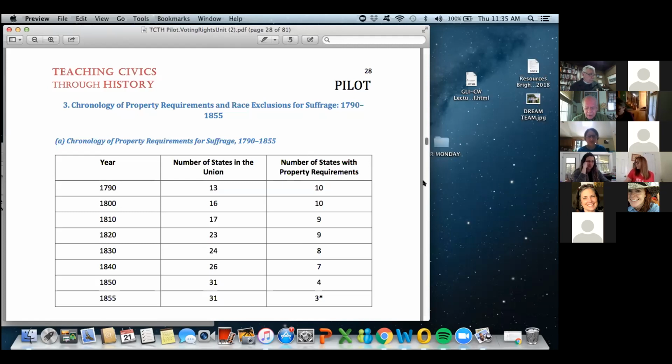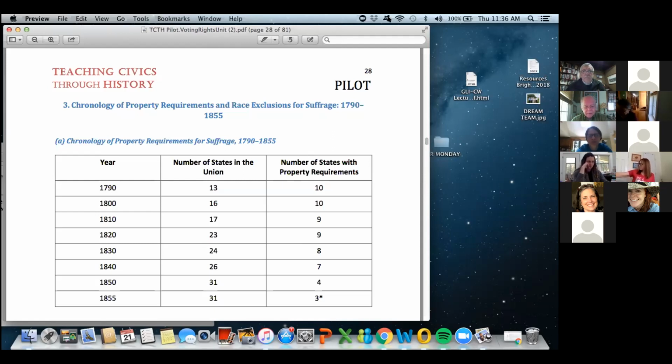Obviously it's very evident that between 1790 and 1855, the number of states that still maintained property requirements in order to vote declined. In 1855, there were 31 states, and only 3 of them had property qualifications, whereas in 1790, when there were only 13 states, 10 of those had property qualifications. So for white Americans, by this chart, we are seeing that the United States is moving to more universal suffrage, at least for white men.